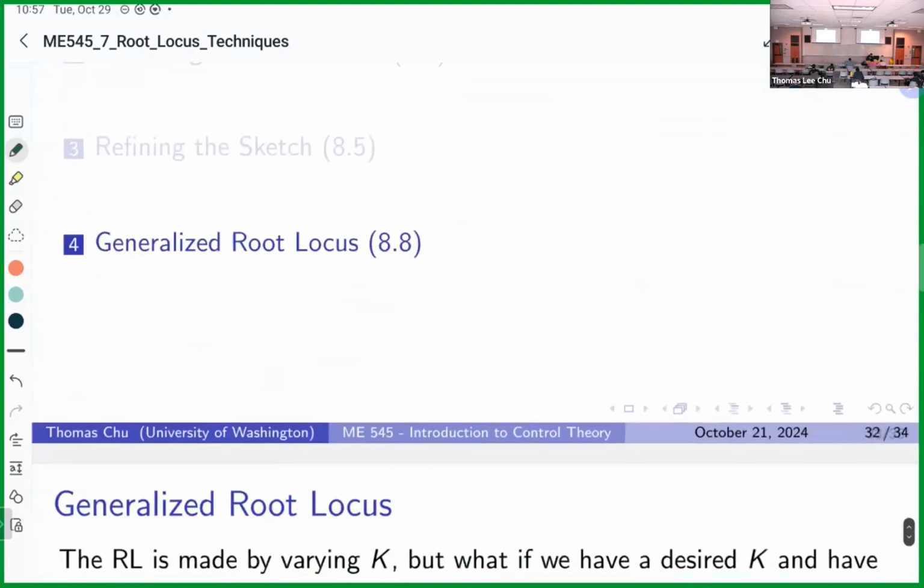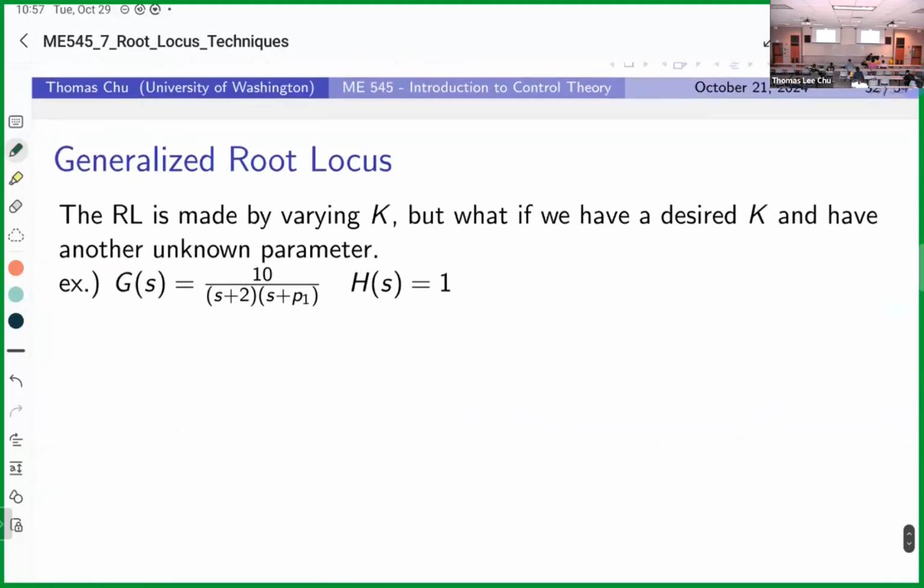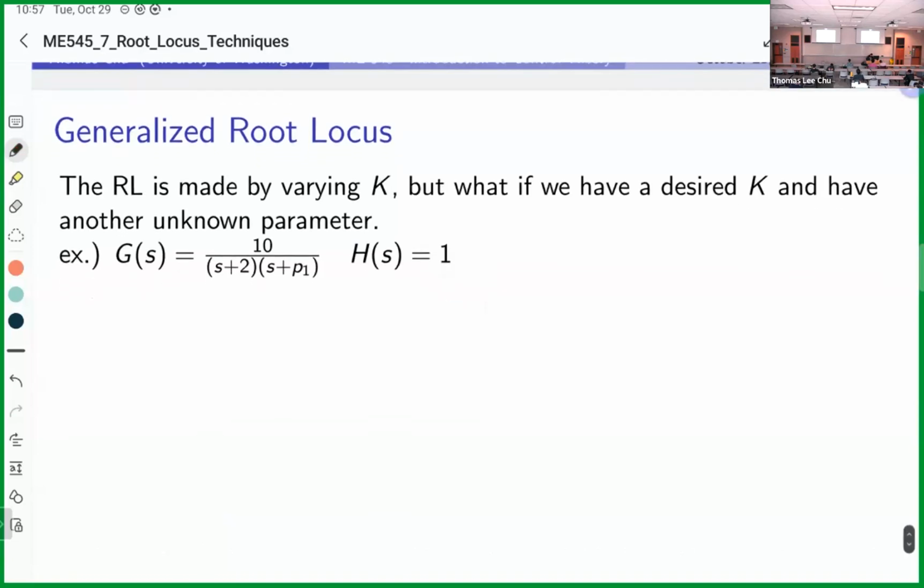All right, so then chapter 8.8 talks about the generalized root locus. Basically, we define the root locus by varying k, but what if we have a desired k and another unknown parameter, like an unknown pole? So here in this example, k is equal to 10.